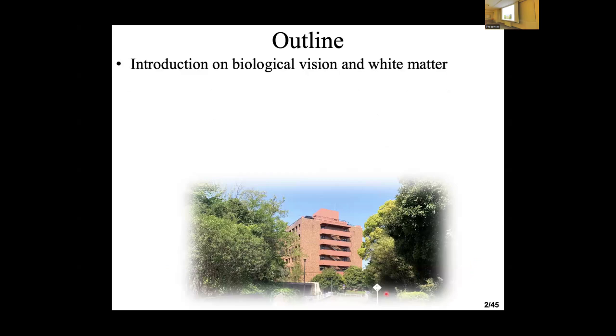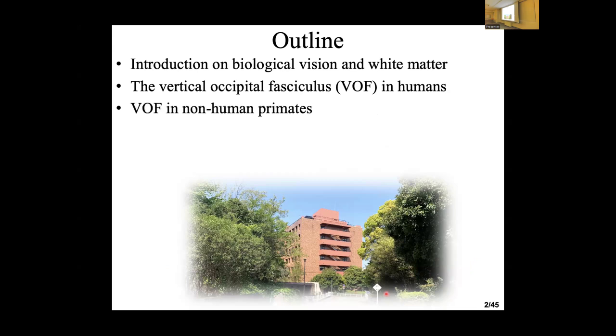First, I'm going to make a very brief introduction to biological vision and white matter. Secondly, I'm going to talk about the vertical occipital fasciculus concept and study in humans. Later, we are going to talk about non-human primates. Then in the final part, I'll include relatively new data, including comparison across mammalian species.